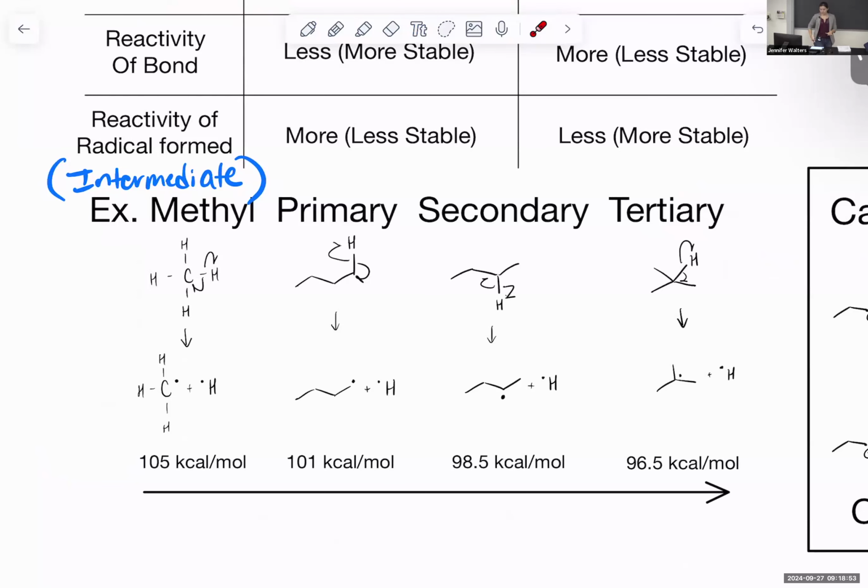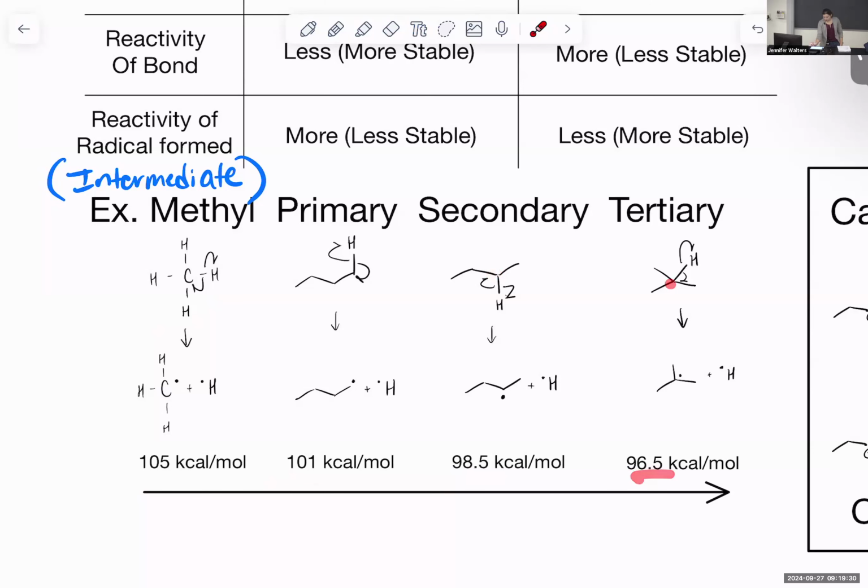I'm showing this with radicals, but it applies 100% to our carbocations as well, where what we see is that methyl, so that is actually methane, is that it is going to create a methyl radical, and that's about 105 kcals per mole. Cool. That number you don't need to memorize. Your primary, that's where you have the carbon that's attached to one other carbon. So that makes your hydrogen a primary hydrogen. It makes a primary radical because it's on the carbon that's attached to one other carbon. That's about 101. Cool. Secondary, we get 98.5.